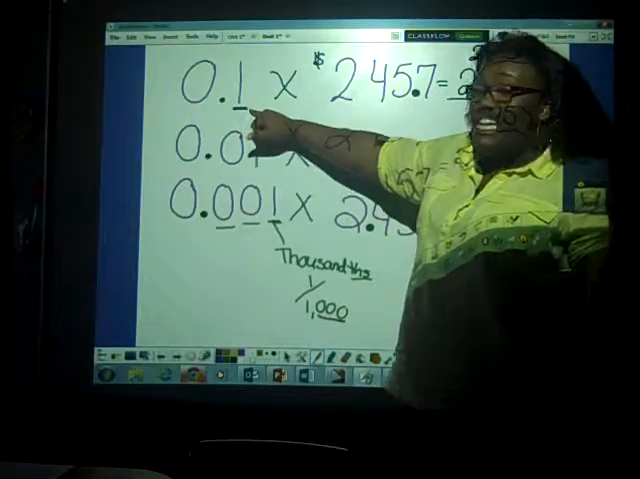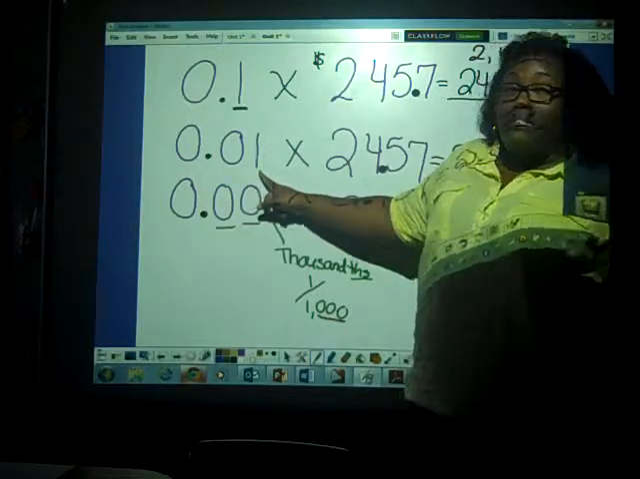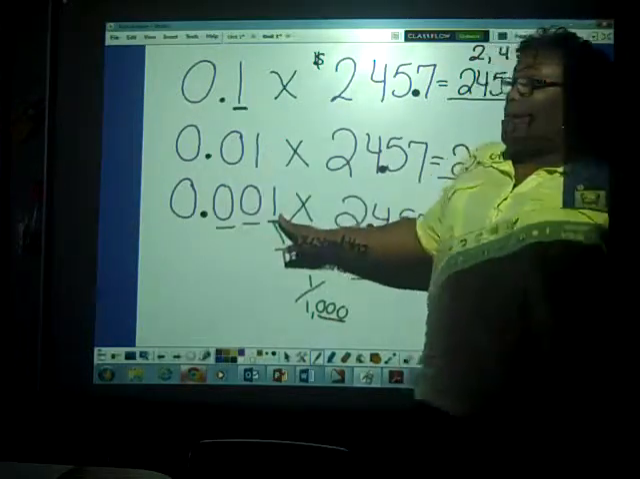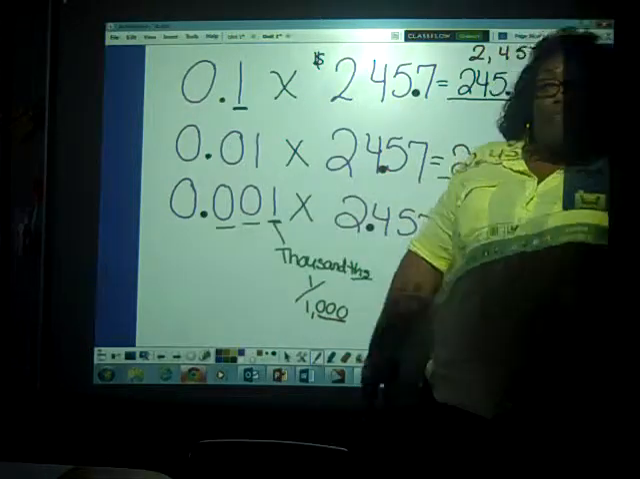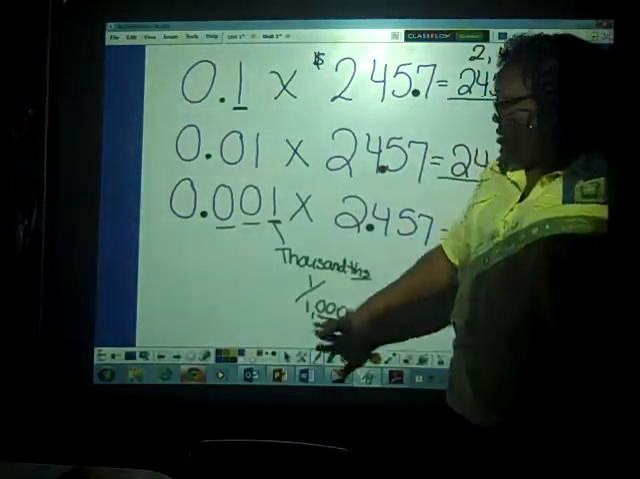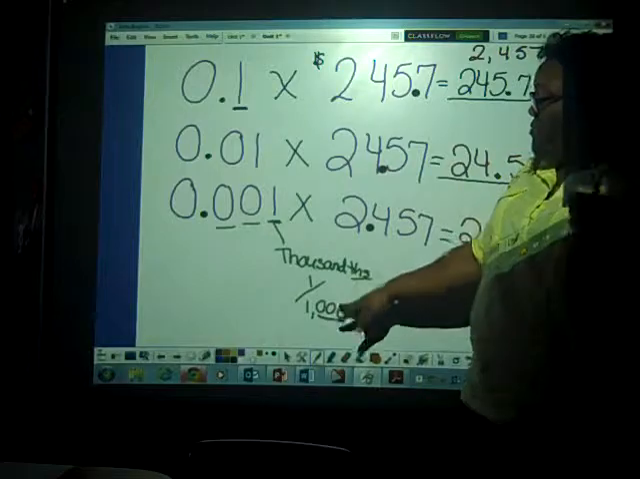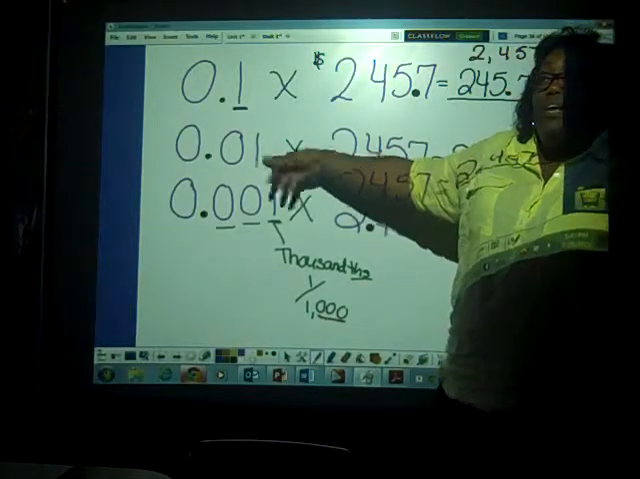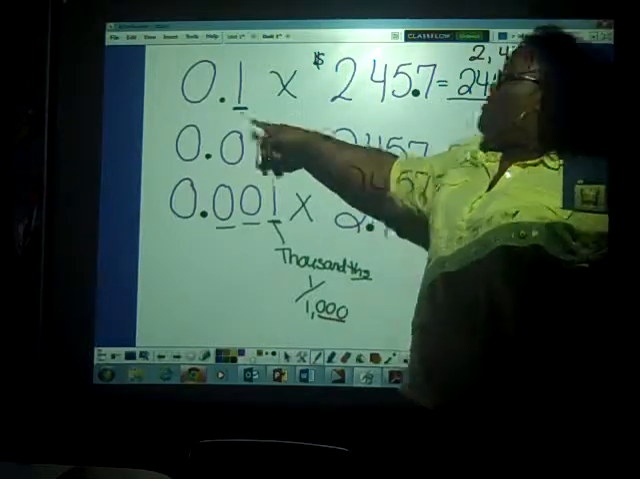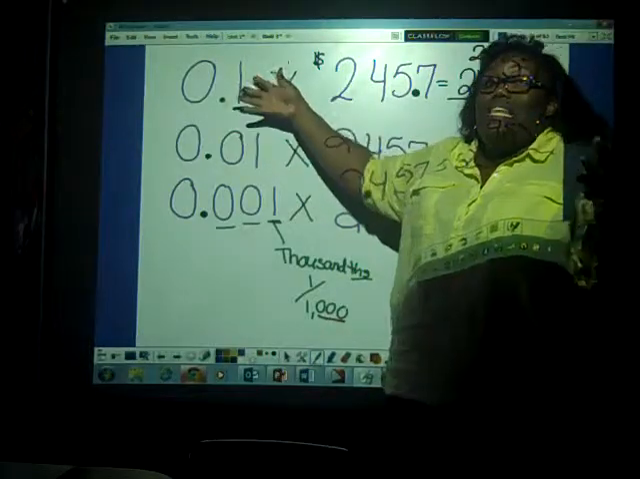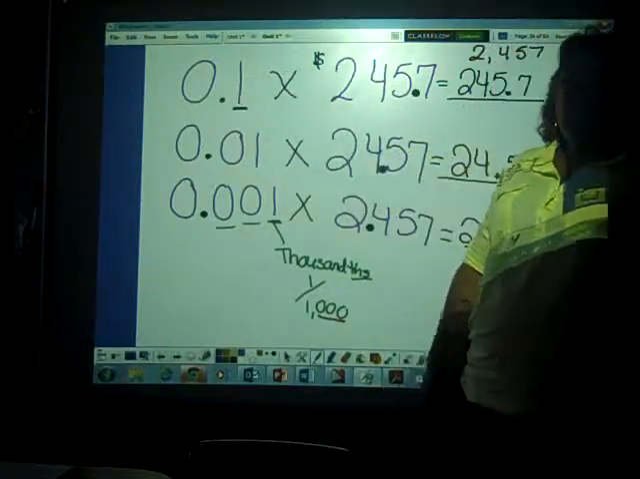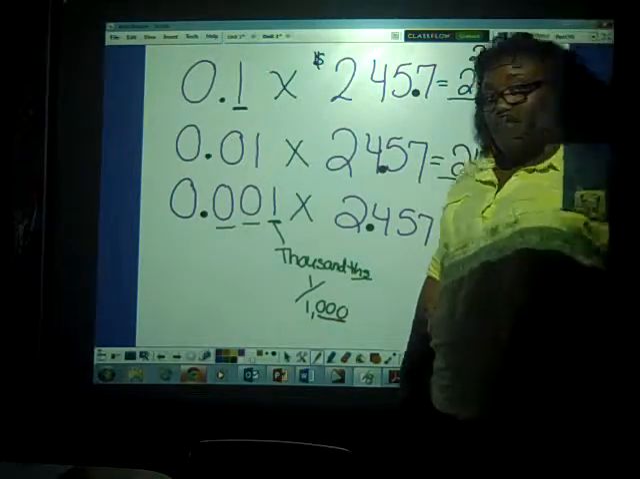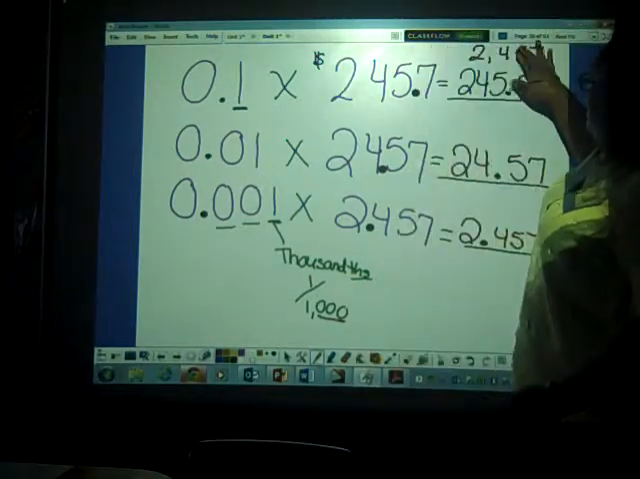That's like thinking 10 cents, that's 1 cent. And this is 1 cent out of 1,000 pennies. When you look at it as a fraction, 1 out of 1,000 pennies. In the hundredths place, this is 1 cent out of 100 cents. And this right here is in the tenths place, so this is 10 cents out of 100 cents. Okay? So this is a pattern.